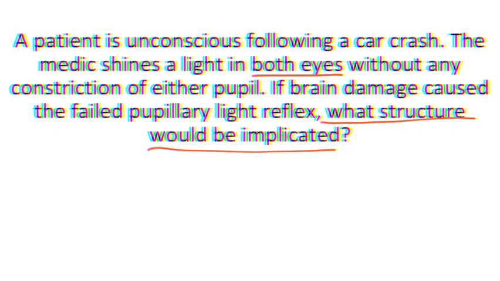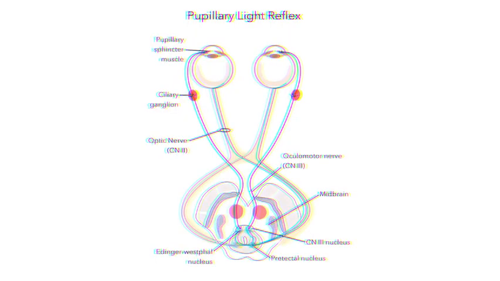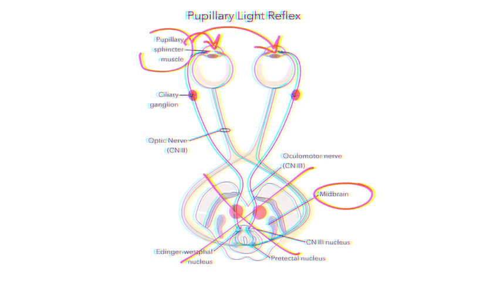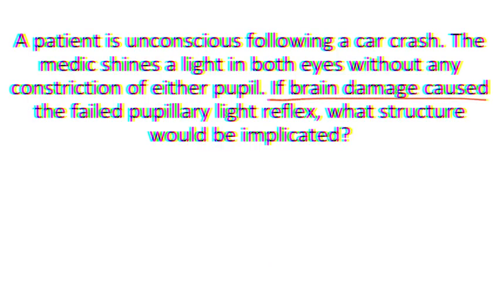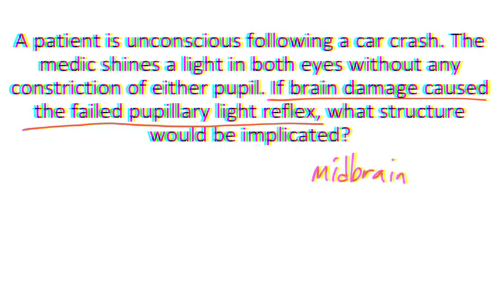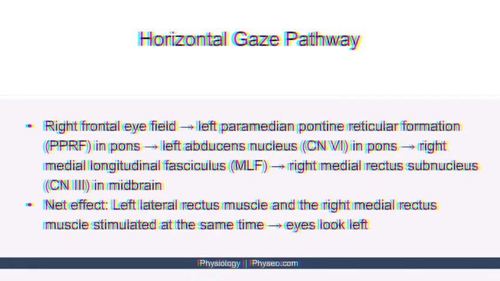Okay, so basically a medical worker sees an unconscious patient and sees that the pupillary light reflex is not working in either eye. Now this is a test used to determine if the brainstem is functional in an unconscious patient. If we look at the pathway of the light reflex, we can see that the portion of the brain responsible for the reflex is the midbrain. So if there's damage to the midbrain, you won't ever get a signal to the pupillary sphincter muscles in either eye. So going back to the question, if brain damage caused the failed pupillary light reflex, the structure responsible would be the midbrain. So now let's talk about the horizontal gaze pathway for the eyes.